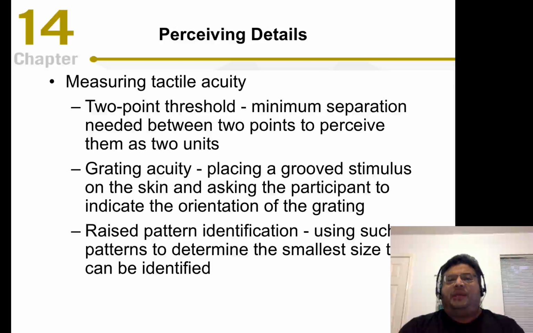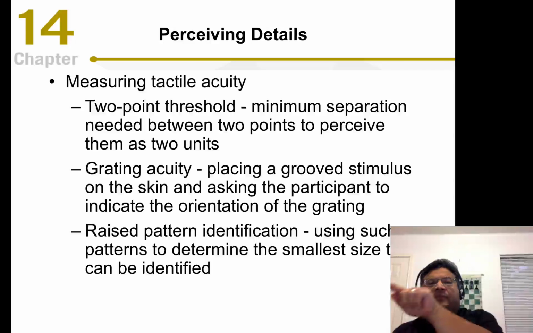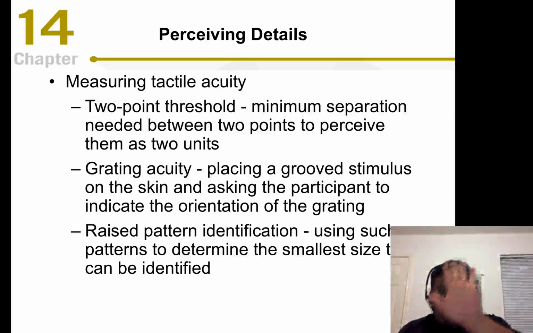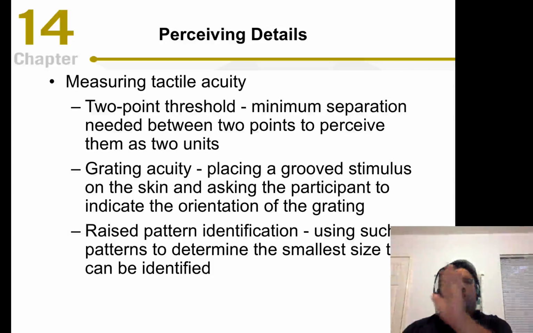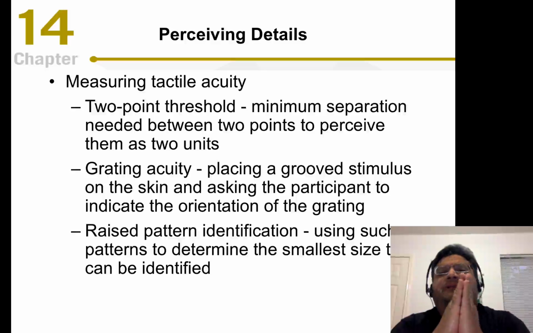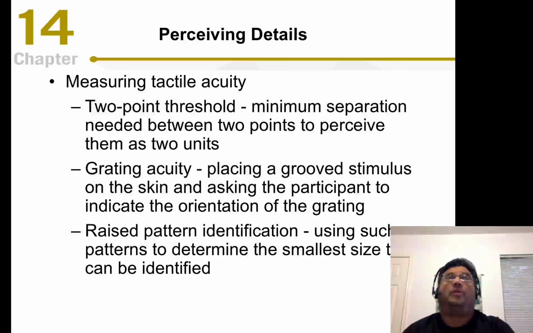The grating acuity is where you put a grooved stimulus on the skin and ask the subject to indicate the orientation of the grating. So you have these very fine lines on a surface, and you ask the subject, are they going across, are they going diagonal, or are they going up and down? You start by putting the lines very close together, and then you separate them until finally the subject can tell, oh yeah, they're going across, or horizontal, or diagonal, or vertical.